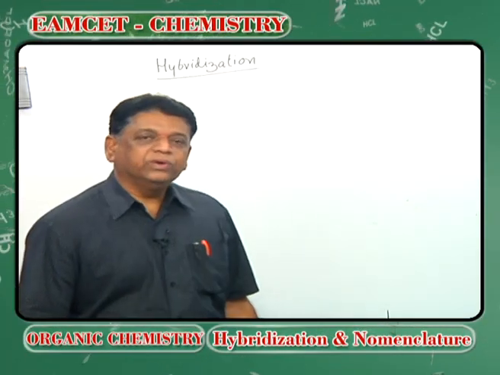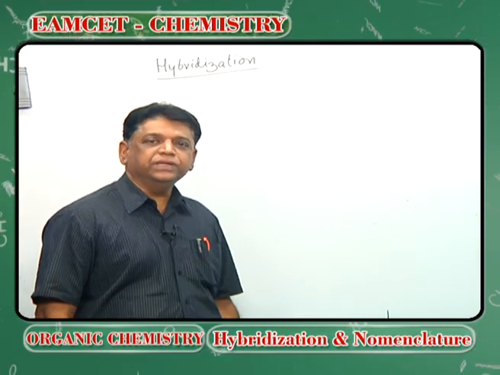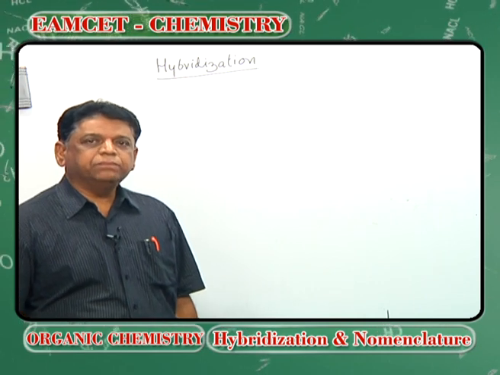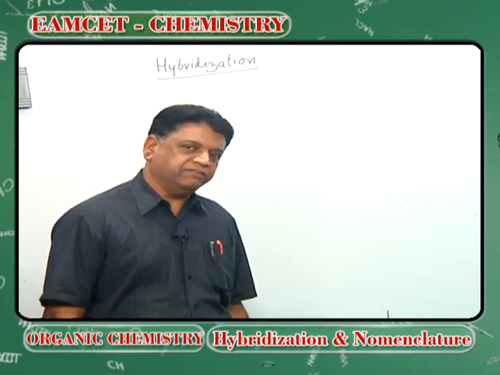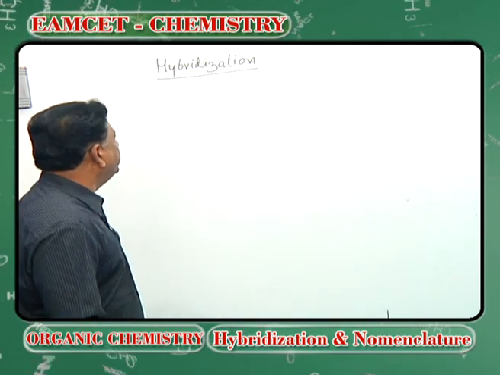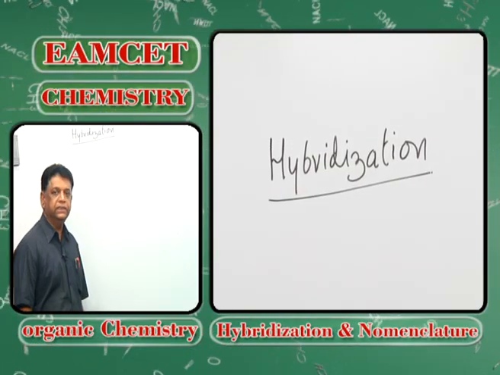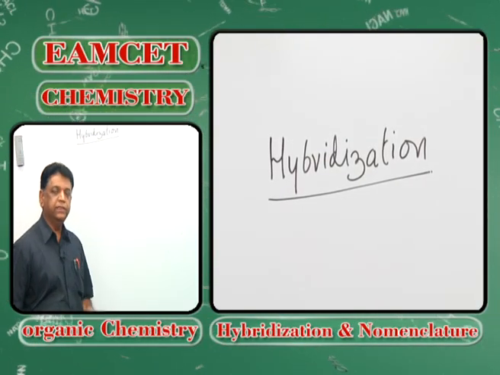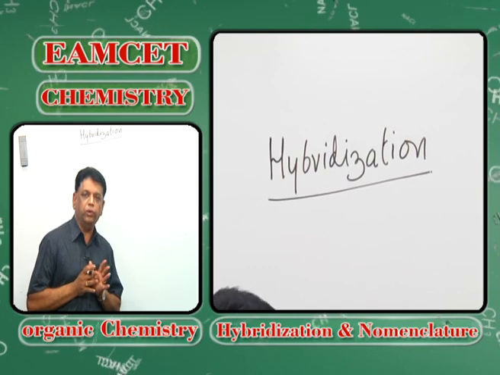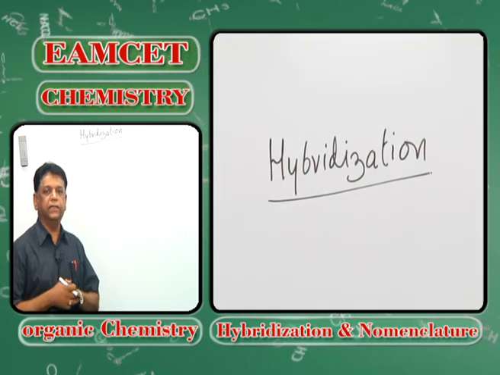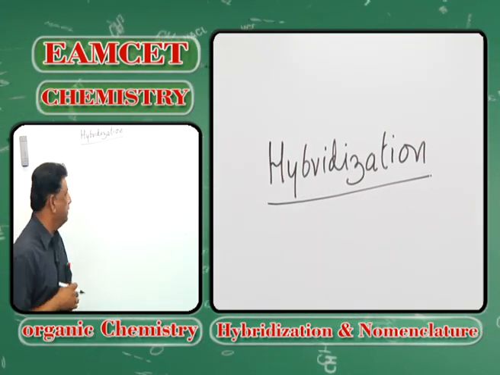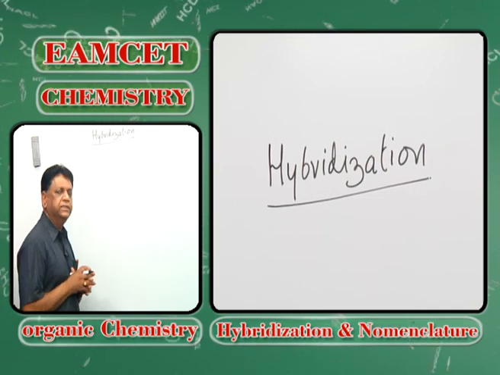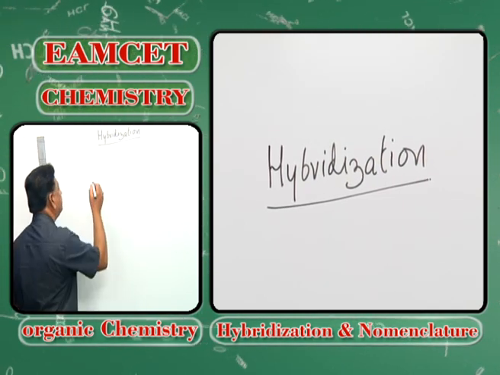Good evening to everybody. Today we will take organic chemistry. In that, let us first understand some basic principles. One of the topics is hybridization. This hybridization involves the structure of the molecule. If you want to know what type of bonds are there in the molecule, we have to understand it. I will just take up the gist of the hybridization.